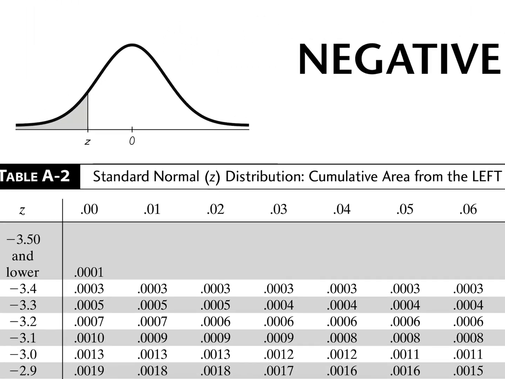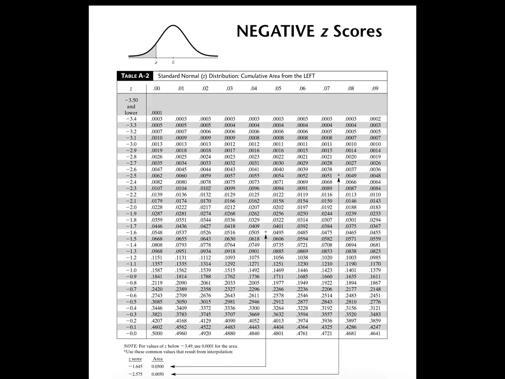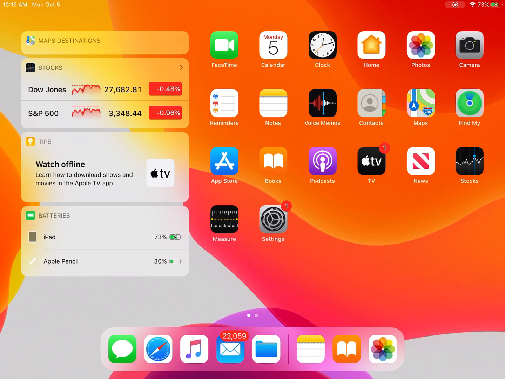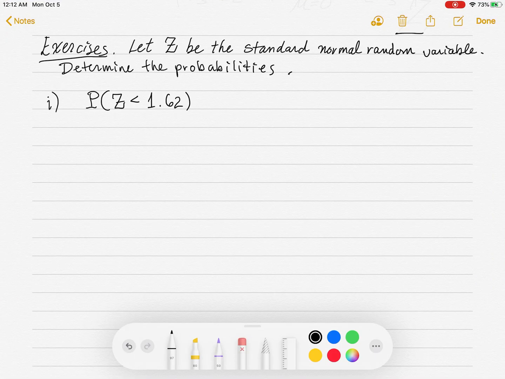This is the positive side of the z distribution. It's to the right of 0. It deals with positive z-scores. And this one, notice, is to the left of 0, so it deals with negative z-scores. Okay, so we're going to show you how to use that.